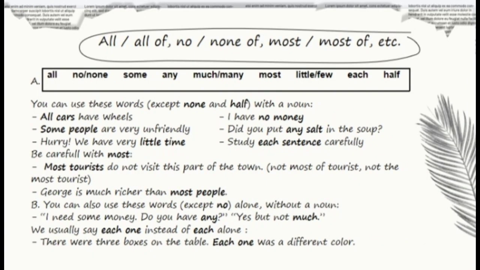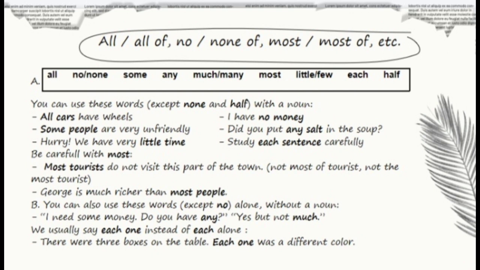The next: all of, no, none of, most of, and etc. A. You can use these words, except none and half, with a noun. For example, all cars have wheels. I have no money.